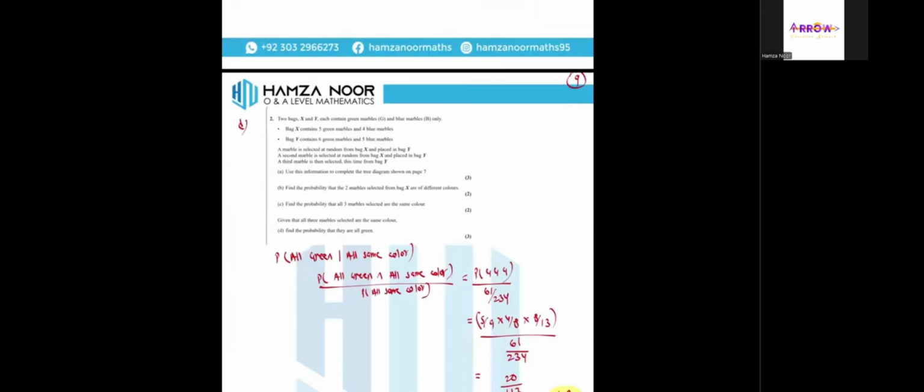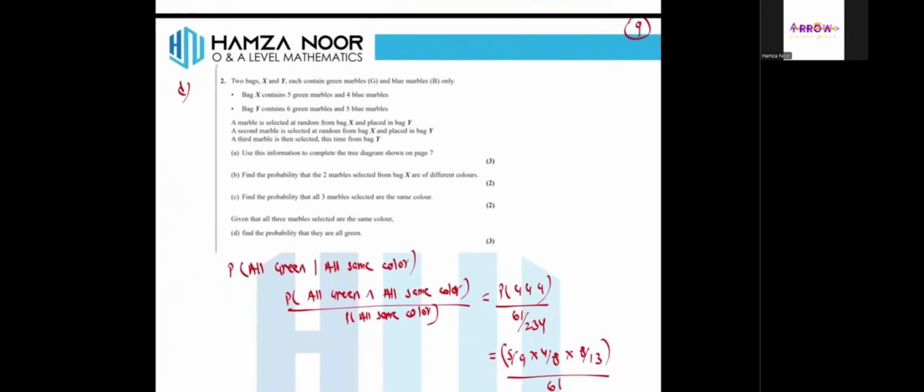It is said that given that all three marbles selected are the same color. One condition, one restriction, is given to you. So find the probability that they all are green. This is basically the way of saying that you need to find the conditional probability. The question is saying find the probability that they are all green given that all three marbles selected are the same color. For part D, I've done the working on the next page.